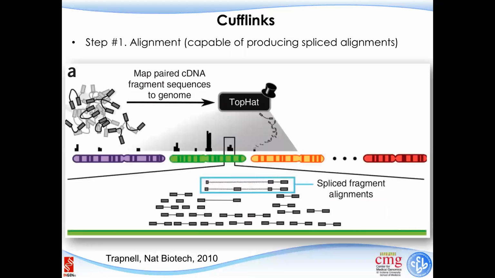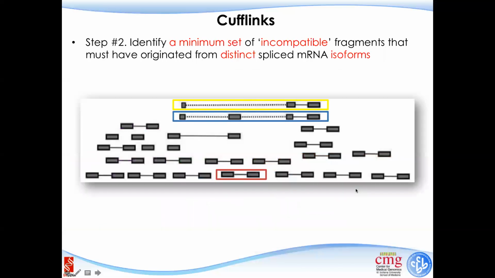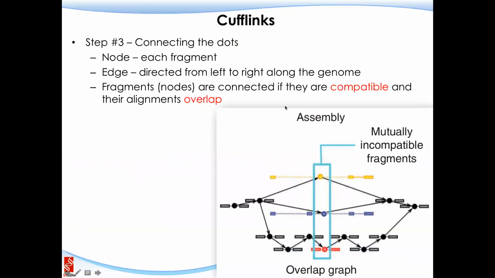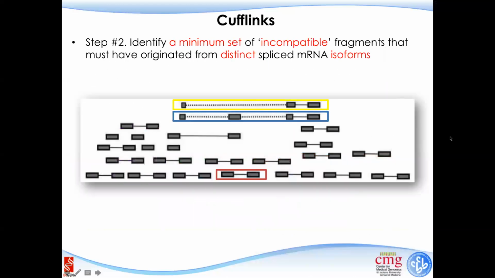Let's review Cufflinks with its 5 steps. The first one is alignment using TopHat, a splice alignment. The second part is to identify the reads that are not compatible with each other. The definition of incompatible is that these reads are definitely not from the same isoform. For example, because we have mapped them to the genome, we know this one has a mapping region here.